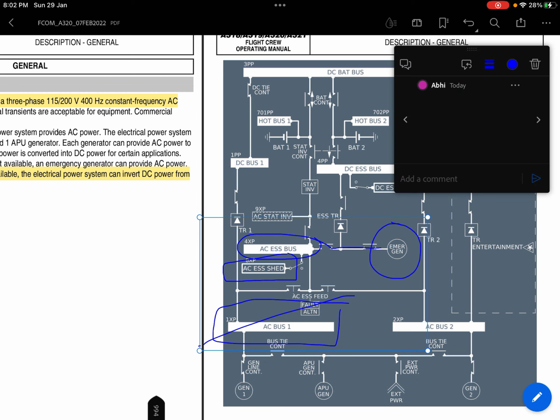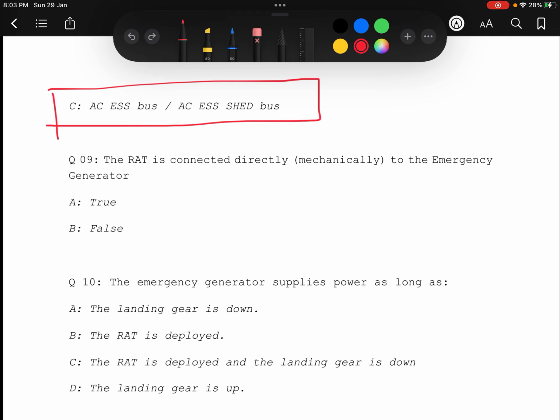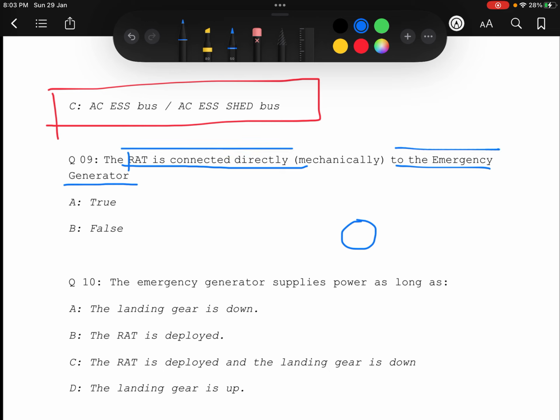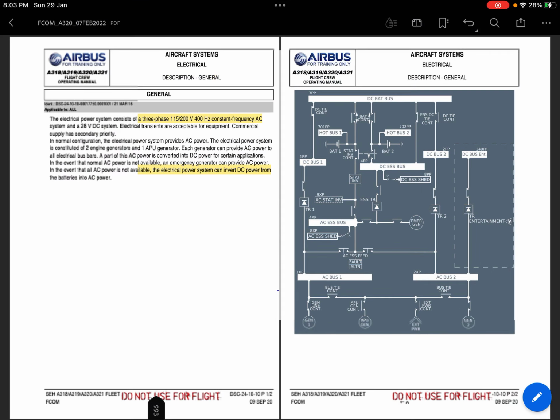Right, so let's go back to the question again. Question number 9. RAT is connected directly to the emergency generator. It seems that the RAT is connected directly to the emergency generator, but it is not. It is not directly connected mechanically. There is in between a hydraulic motor which connects the RAT with the emergency generator.